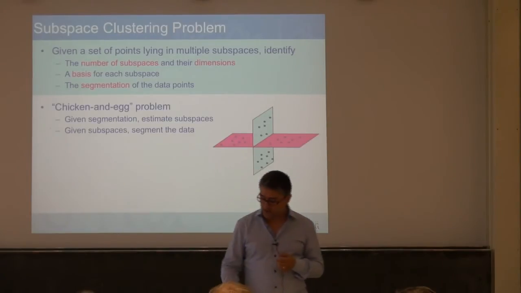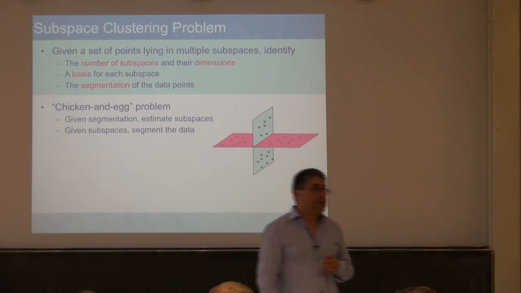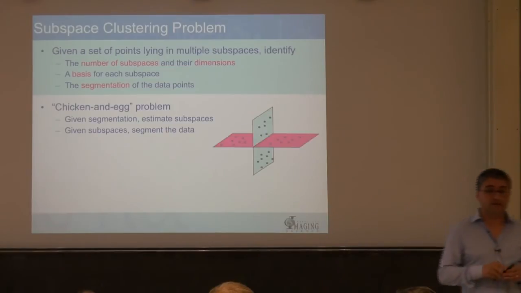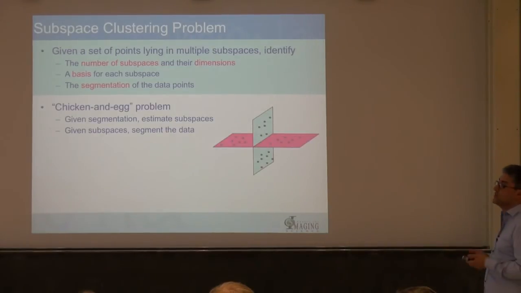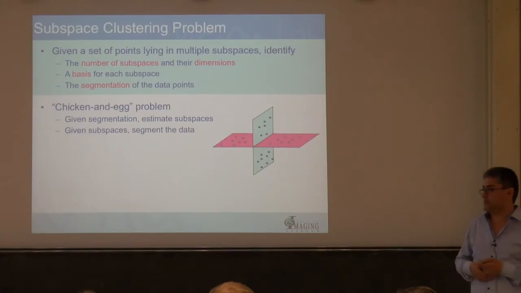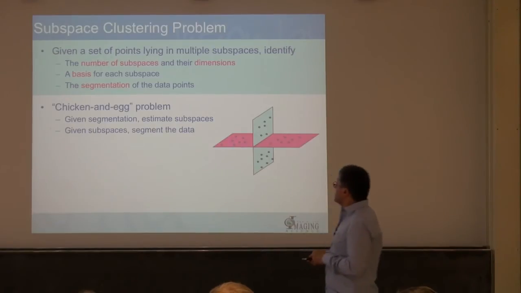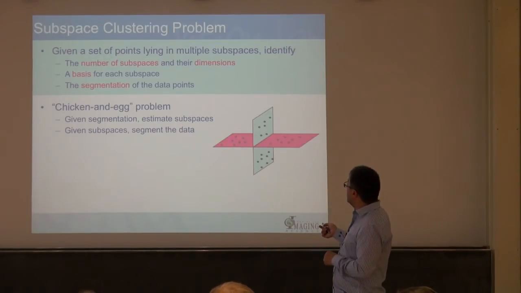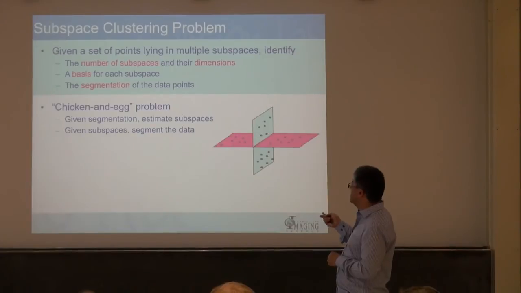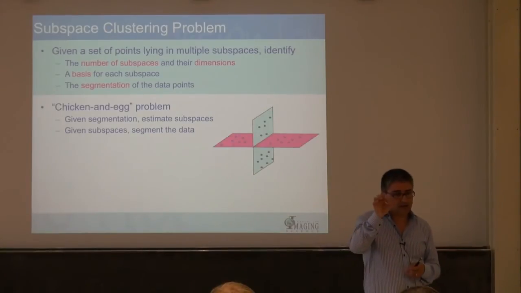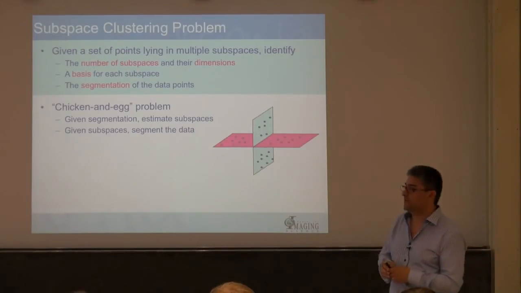Naturally, this is sort of a chicken and egg problem, because if I knew the segmentation, if I knew which point belongs to which subspace, this would just be, well, just do PCA for every group. I know how to do that. It's business as usual. Conversely, if I knew a basis for every subspace, I would just assign the data point to the closest one, right?